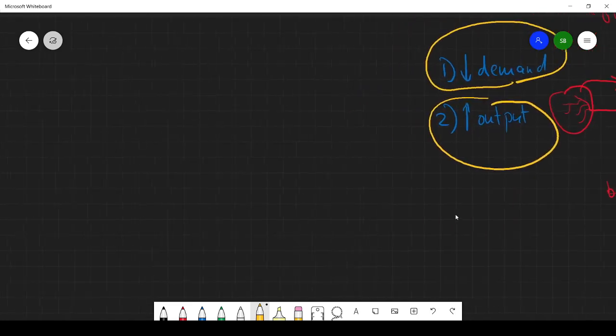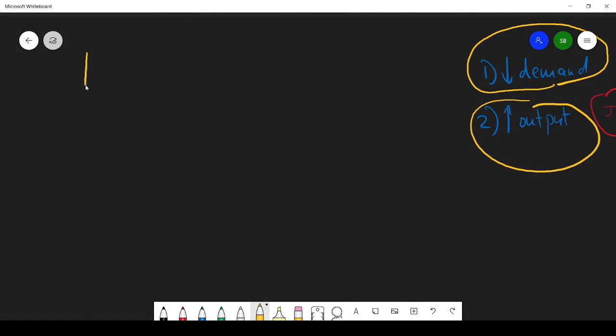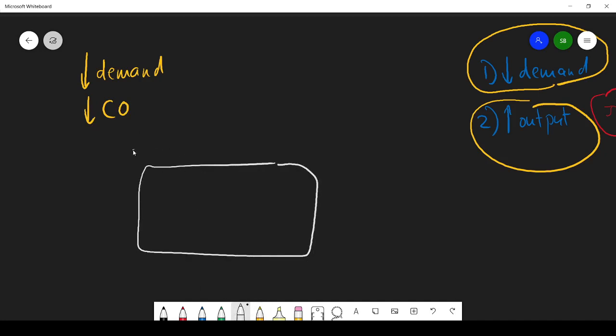Well, first of all, they decrease the demand by decreasing cardiac output. You remember that in the cardiac myocyte, you have an action potential which opens these voltage-gated calcium channels, and then calcium floods into the myocyte.